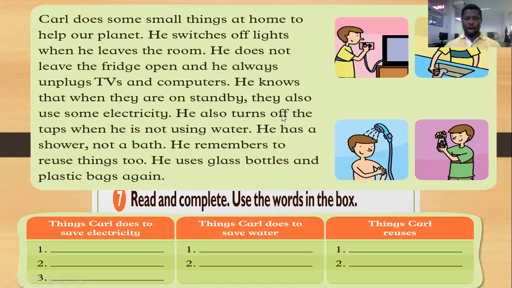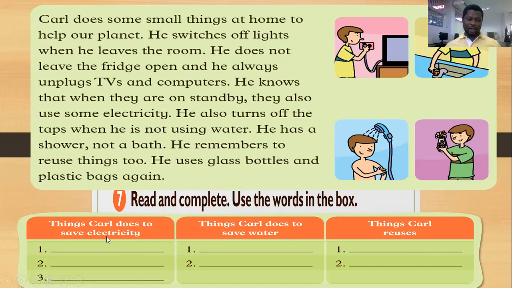He also turns off the taps when he is not using water. He has a shower, not a bath. He remembers to reuse things too. He uses glass bottles and plastic bags again. Okay, so that is what Carl does.